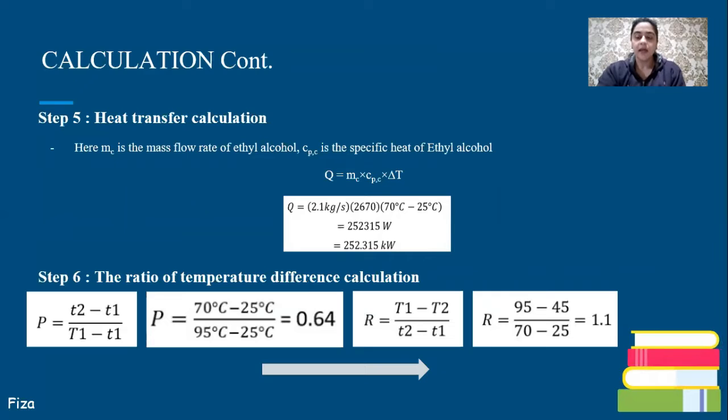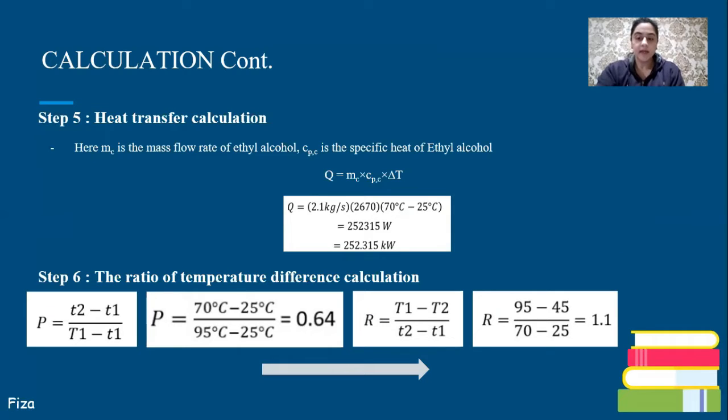After that, we calculate the heat transfer. Here, mc is the mass flow rate of ethyl alcohol, cpc is the specific heat of ethyl alcohol, and Q is the heat transfer rate. After calculation, it comes out to be 252.315 kilowatts.